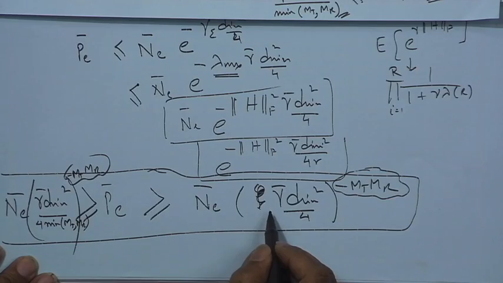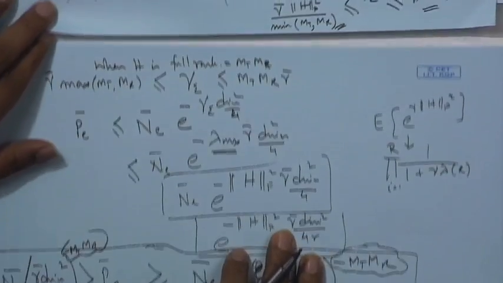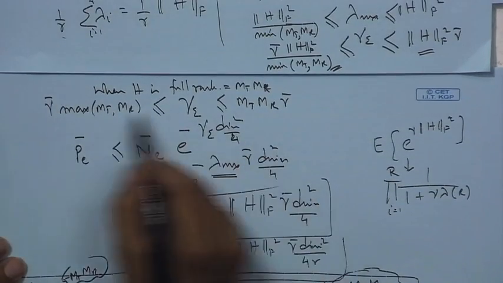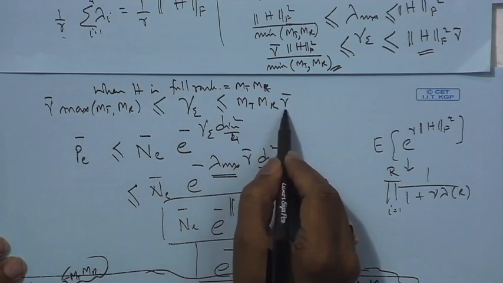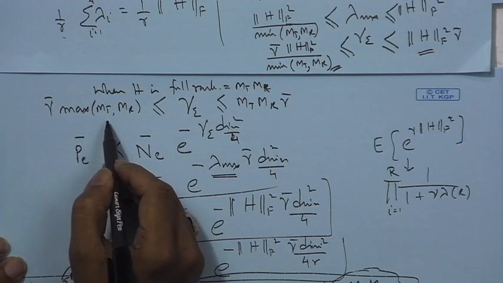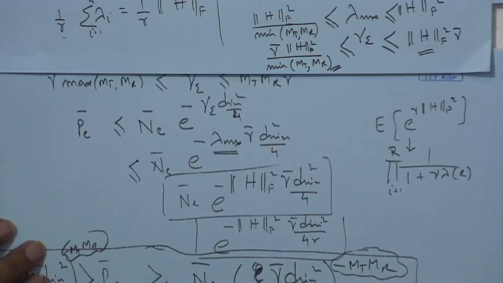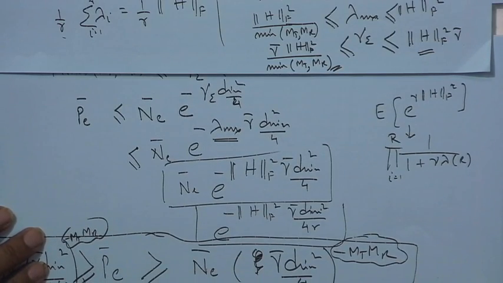There is a certain range of SNR which is available, and as you can see, the SNR has a range which varies from gamma bar times MT MR to gamma bar times max of MT MR. So this is the gain that you can get from dominant eigenmode transmission, which is another way of extracting diversity when you have channel state information available at the transmitter.